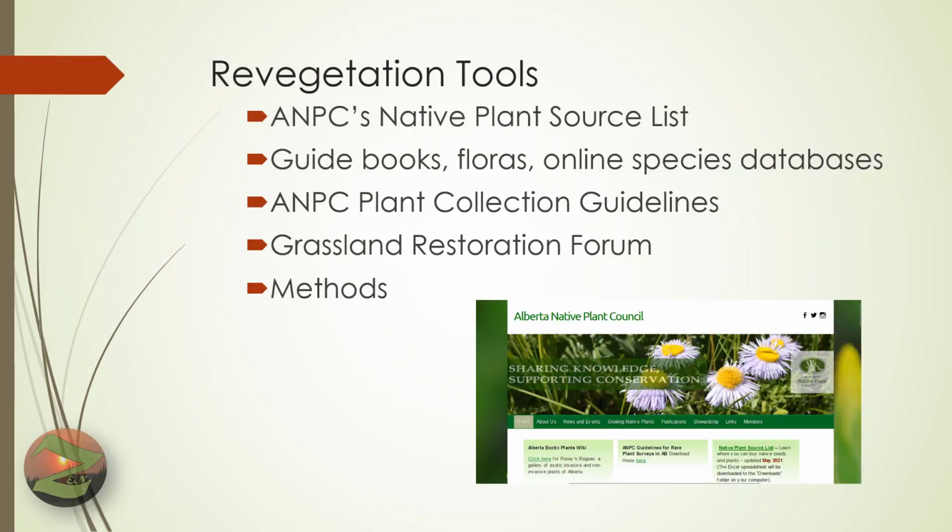Taking a quick look at tools to help with reclamation and restoration projects, these include guidebooks, floras, online species databases, and many other tools that can help when identifying plant habitats. This is important because when sourcing native plant propagules, you need to be able to substitute appropriate species into the revegetation plan or mix if a desired species is not available at the time of revegetation. Most greenhouses will have a list of species available, but you can also check out ANPC's native plant source list to get a list of Alberta native plant suppliers.